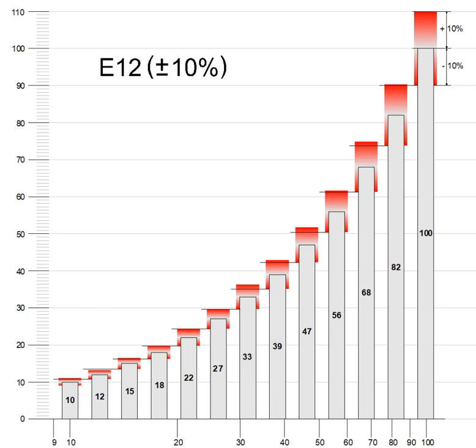1.00, 1.05, 1.10, 1.15, 1.21, 1.27, 1.33, 1.40, 1.47, 1.54, 1.62, 1.69, 1.78, 1.87, 1.96, 2.05, 2.15, 2.26, 2.37, 2.49, 2.61, 2.74, 2.87, 3.01, 3.16, 3.32, 3.48, 3.65, 3.83, 4.02, 4.22, 4.42, 4.64, 4.87, 5.11, 5.36, 5.62, 5.90, 6.19, 6.49, 6.81, 7.15, 7.50, 7.87, 8.25, 8.66, 9.09, 9.53 times 10 to the 96 values, 1% tolerance. See notes in previous section.